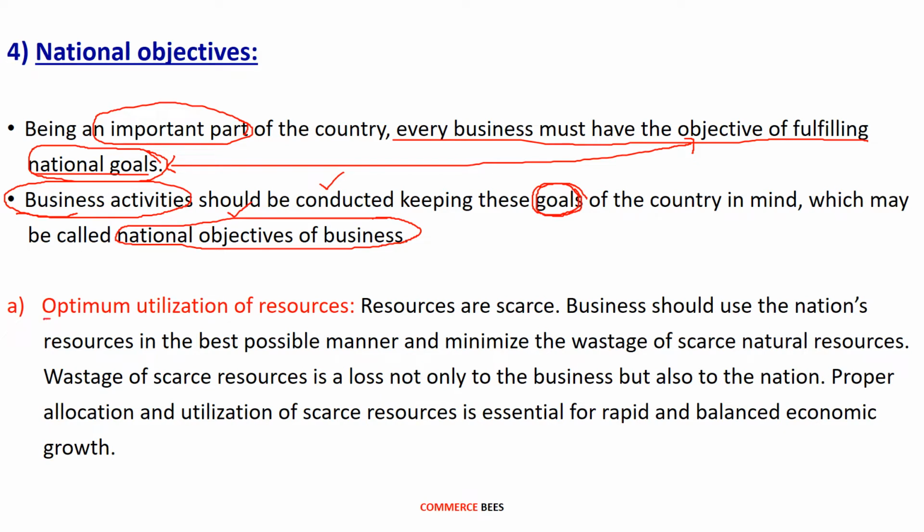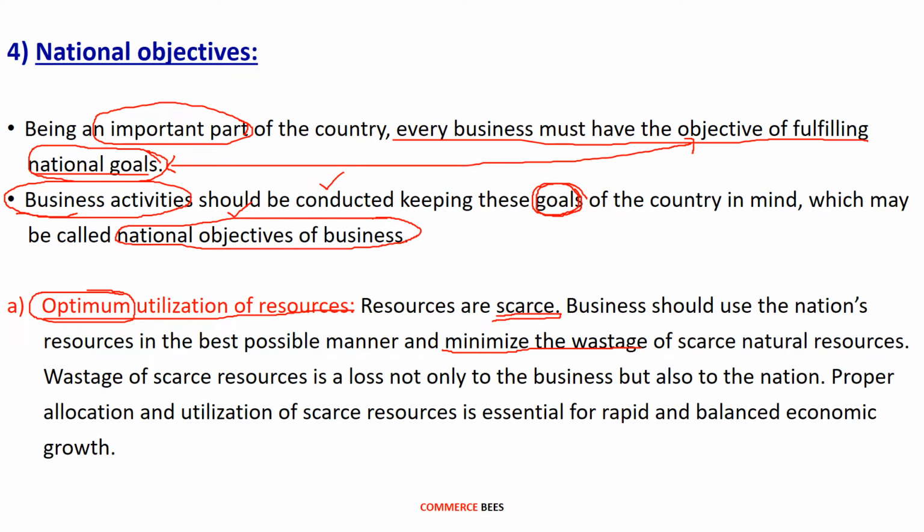In that, the first is the optimum utilization of resources. Optimum means the maximum. So optimum utilization of resources means the maximum utilization of resources. Resources are scarce. As we all know that the resources are scarce, business should use the nation's resources in the best possible manner and minimize the wastage of scarce natural resources. So a business should use the nation's natural resources in a maximum possible manner and it should try to minimize the wastage of the resources.